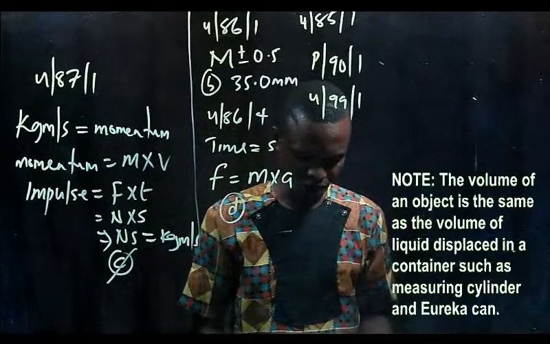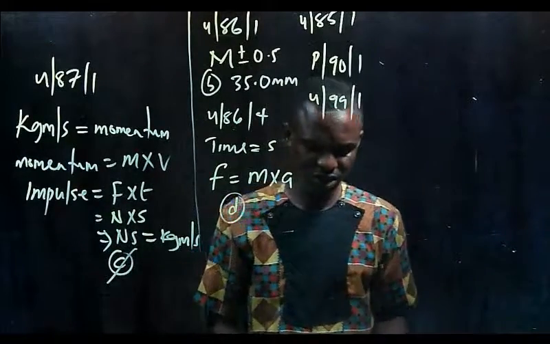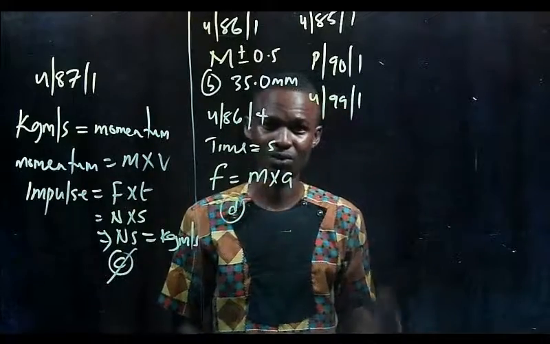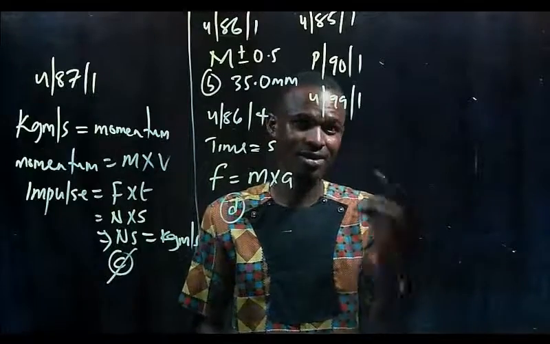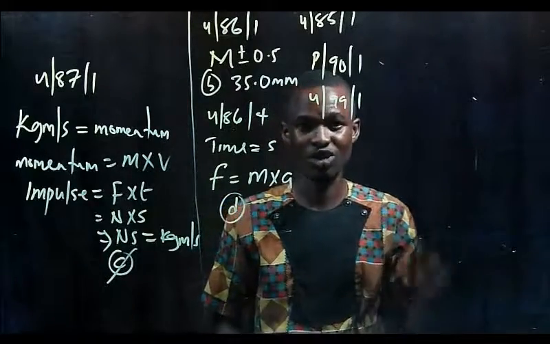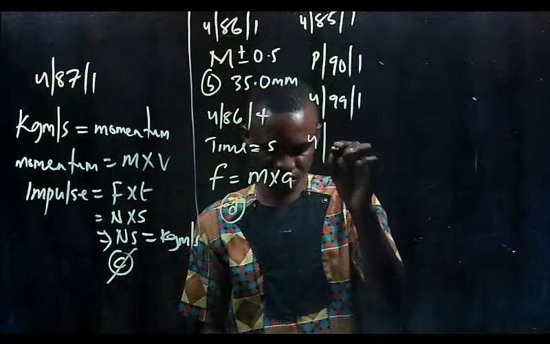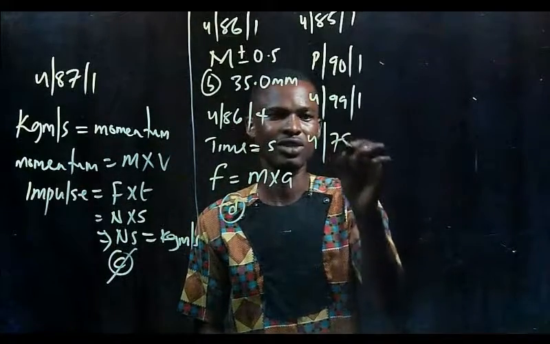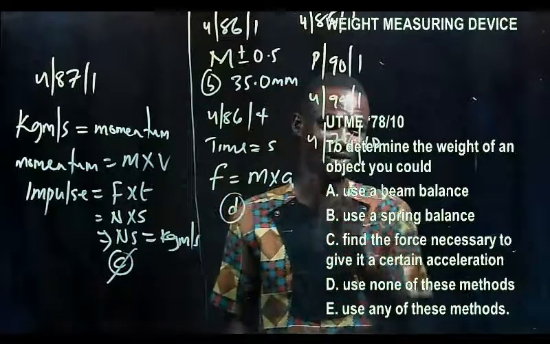Okay, so quickly we move on and look at weight measuring devices. The device or the instrument, if you like, that is used in measuring weight is of course the spring balance. So quickly, I would like to show you the question, UME 1978 question 10. Of course, this question is older than many of you out there.